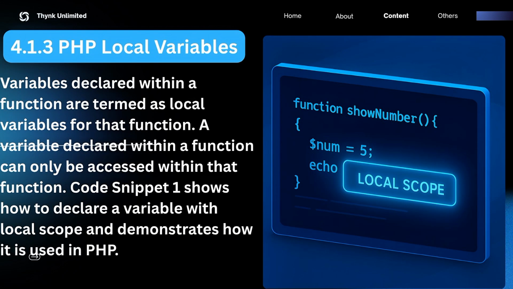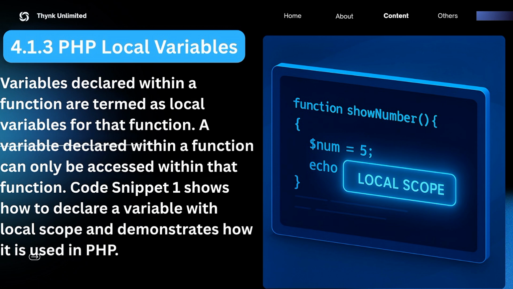In PHP, when a variable is declared inside a function, it is known as a local variable. Local variables are special because they only exist within the function where they are created. They are created when the function is called and destroyed when the function ends. This means that their value cannot be accessed or modified from outside that function.